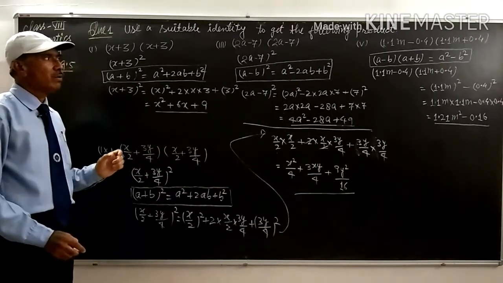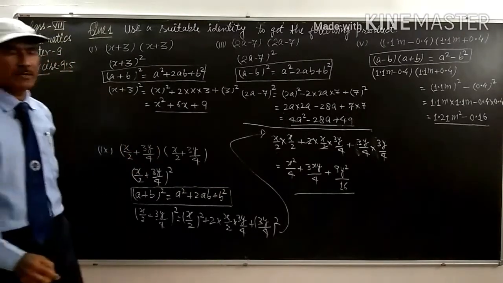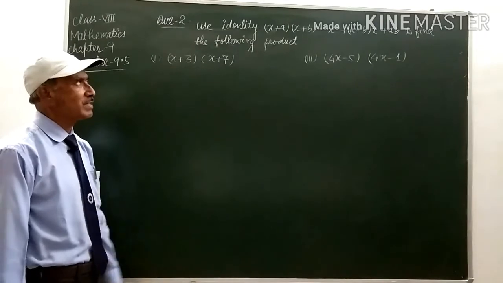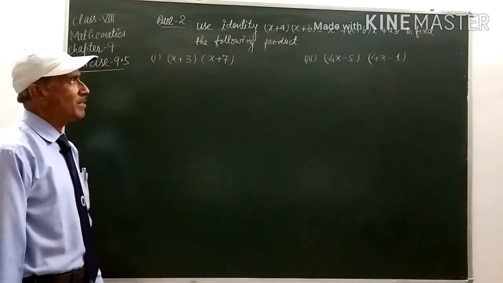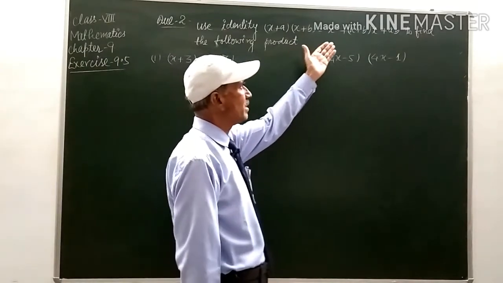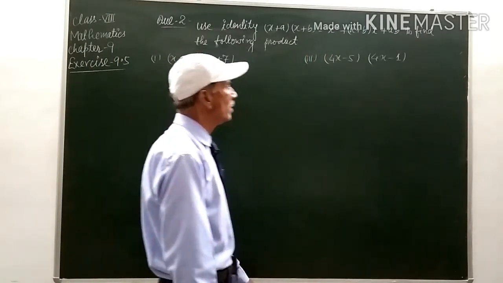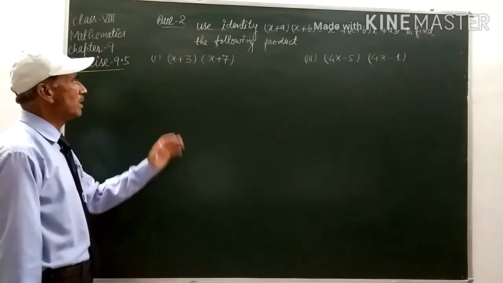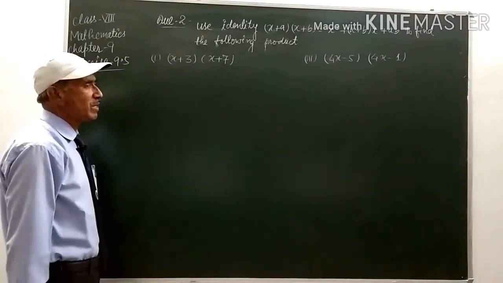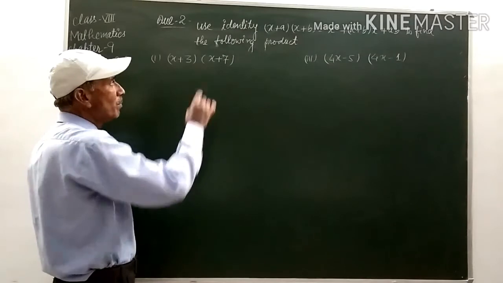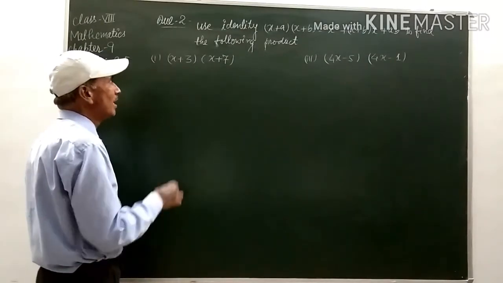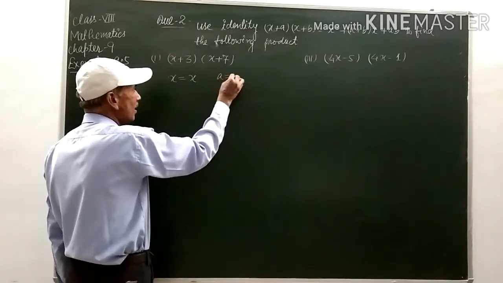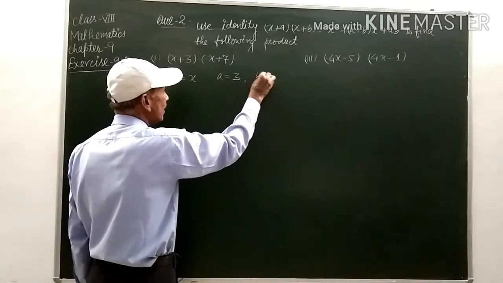Clear, students? Now we will solve question number 2nd. Students, this is question number 2nd, and in this question you have to use the identity x plus a into x plus b. The expansion of this identity is x square plus a plus b into x plus ab. You have to use this identity to find out the product of these questions. So, first question is x plus 3 into x plus 7. So, first of all we have to compare this expression with the given identity, and we find that in place of x there is x, and in place of a there is 3, and in place of b there is 7.